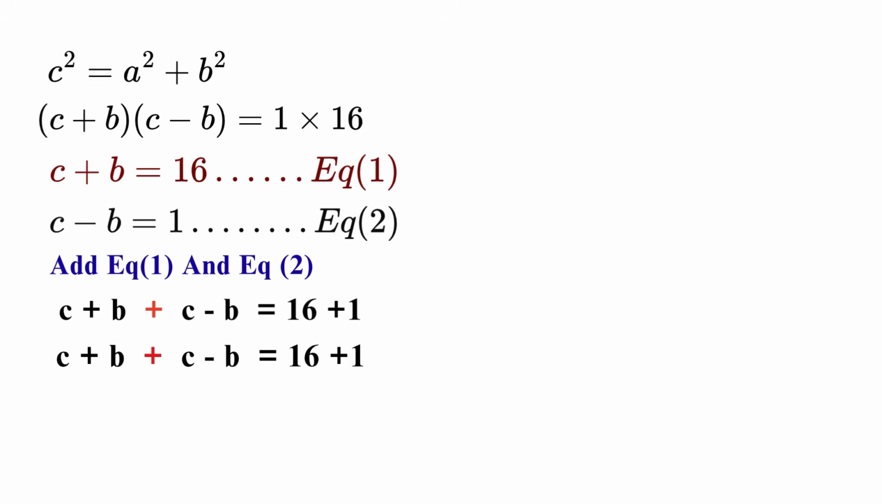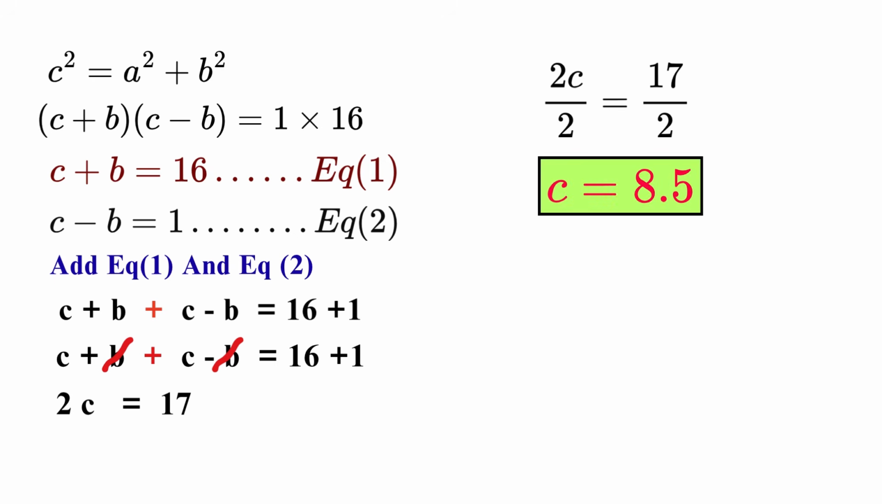Now look what happens on the left side. We have c plus b plus c minus b. This positive b and this negative b cancel each other, leaving us with c plus c. And by adding these, it becomes 2c. Now look at the right side. We add 16 plus 1, and it gives us 17. So we have 2c equals 17. Now, to find c, we simply divide both sides by 2. So c equals 17 divided by 2, which gives us c equals 8.5 units.